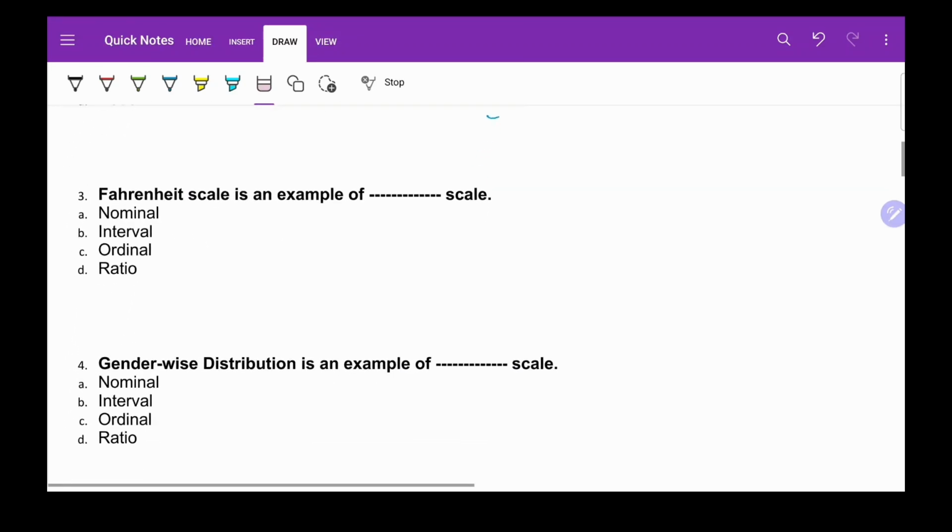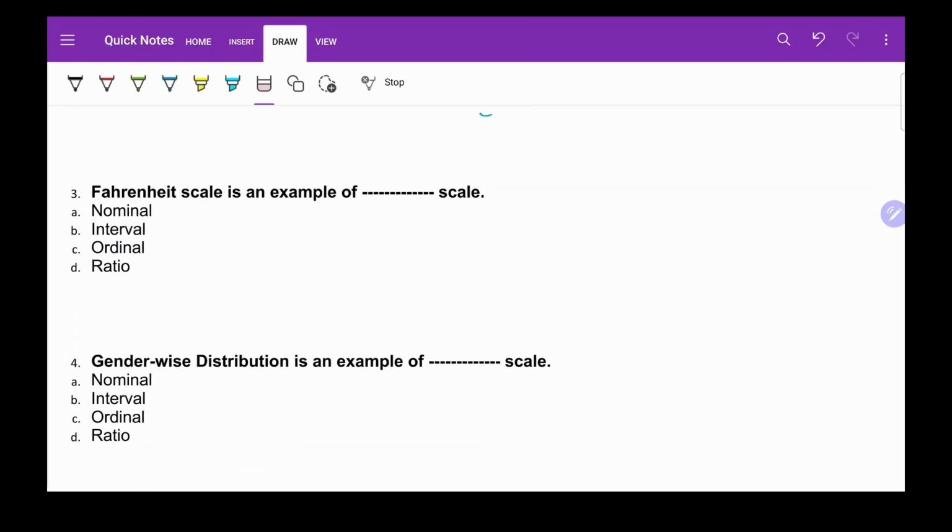Then we have, Fahrenheit scale is an example of which scale? Now Fahrenheit is temperature. So it is an example of interval scale.